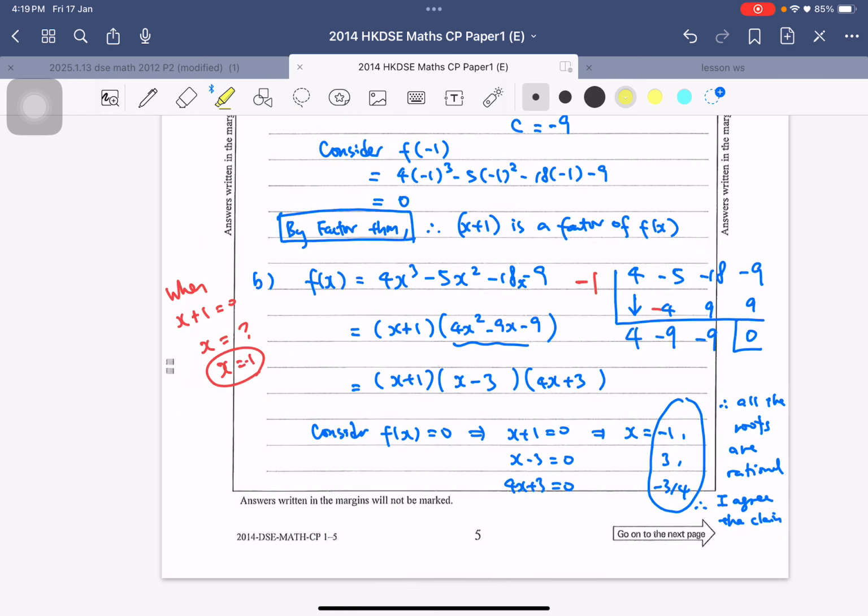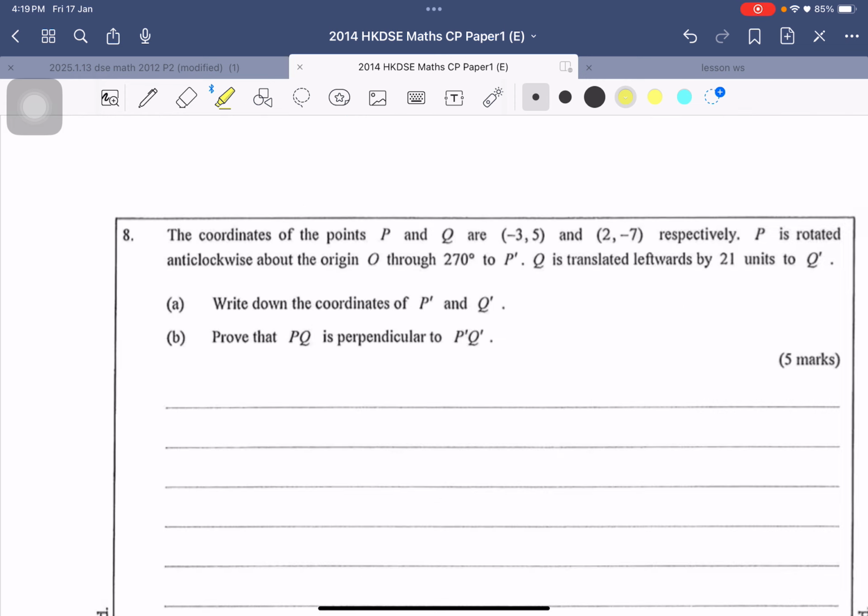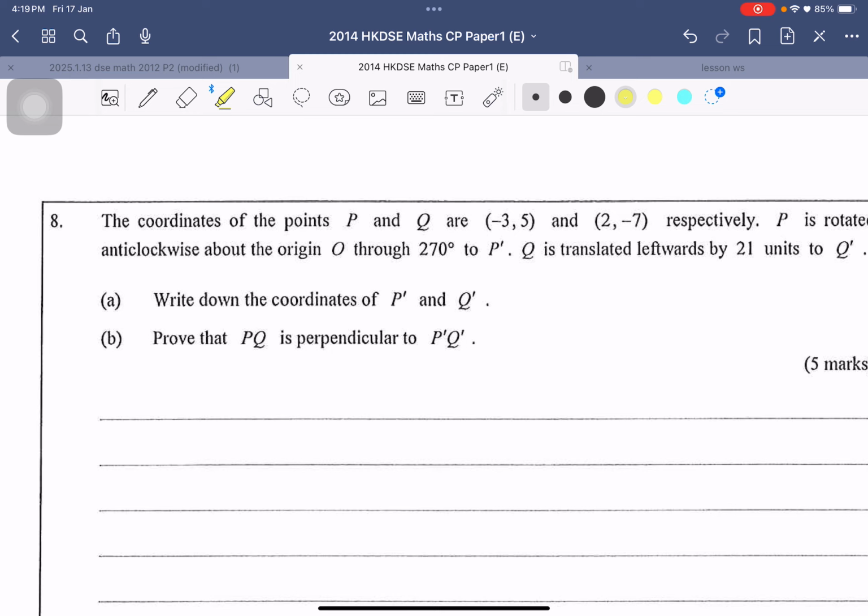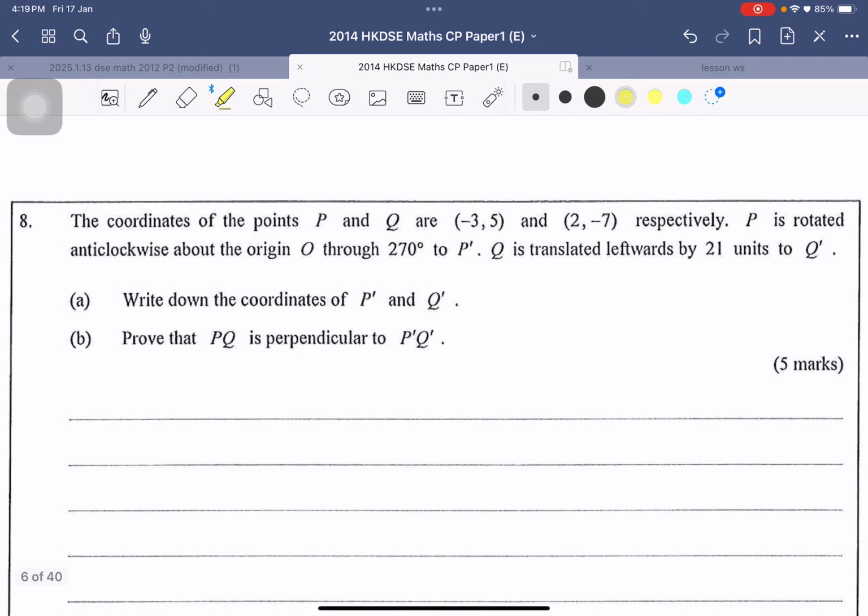Okay, next question. The next question is still rotation. So how did I teach the rotation before? You draw the graph first. Which point is going to do the rotation? Only the P, isn't it? So you just draw the P out.